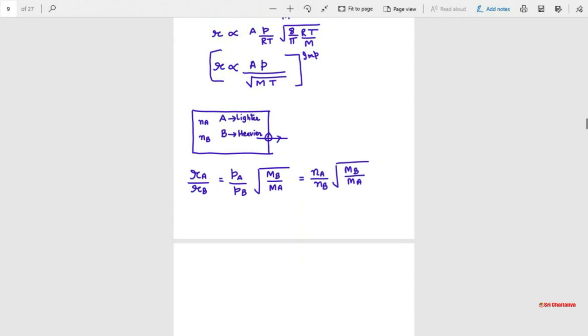I can further simplify in terms of mass. Number of moles is equal to mass of gas A upon molar mass of gas A, and mass of gas B upon molar mass of gas B. So if I simplify again, it will come: rate of diffusion of gas A upon rate of diffusion of gas B is equal to molar mass of gas B upon molar mass of gas A, to the power 3 by 2.